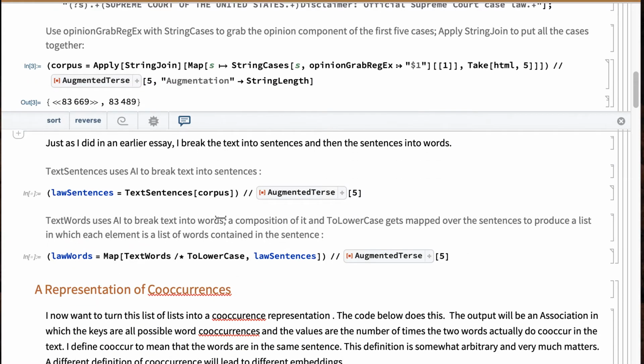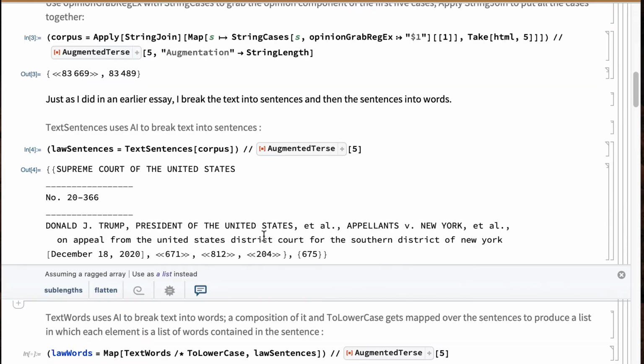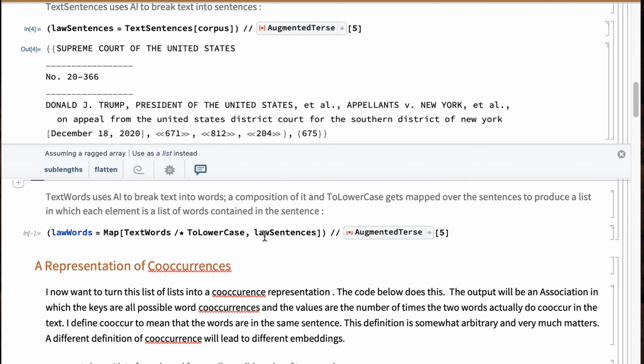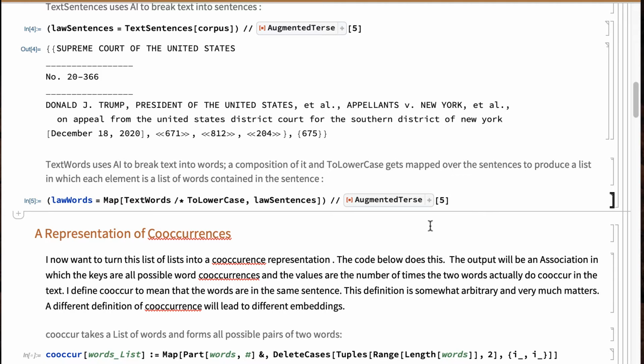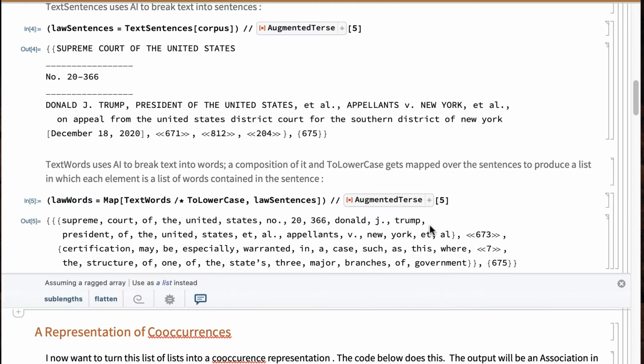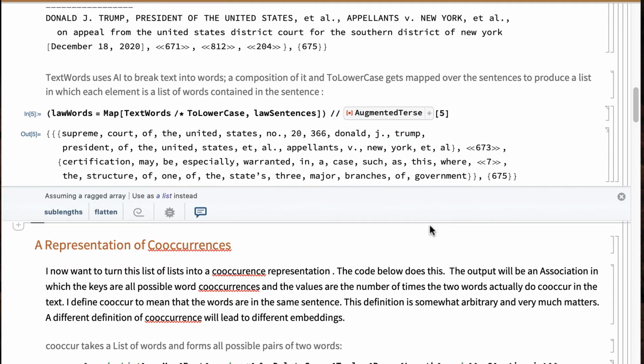So let's break it up into sentences. This takes a moment using some artificial intelligence to try and break it up into 675 sentences. And then let's take each of those sentences and find the words in it using AI, and then put them all in lowercase. We're not going to worry about case sensitivity here. It's going to take a moment. And we're done. All right, so there's our Supreme Court cases.